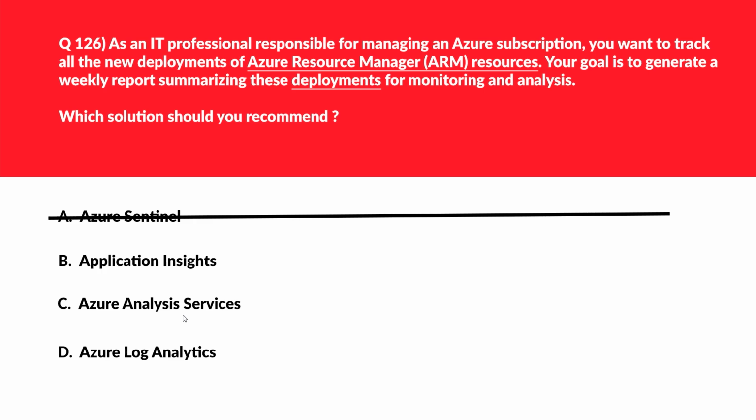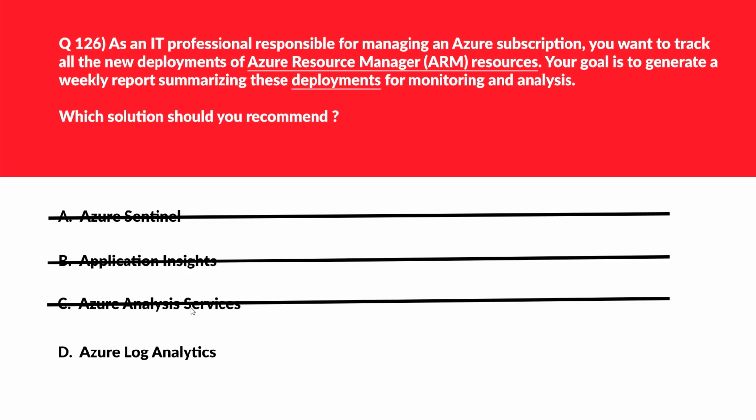Let's look at option B and C. B says Application Insights, C says Azure Analysis Services. Application Insights and Azure Analysis Services cannot track or provide insights into Azure Resource Manager ARM resources. Therefore, again, incorrect answer. Let's move to option D. D says Azure Log Analytics. For monitoring and reporting on ARM resource deployments, we need to use Azure Log Analytics. Let's lock this as the correct answer.